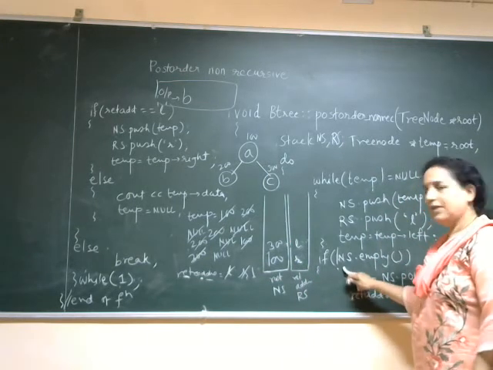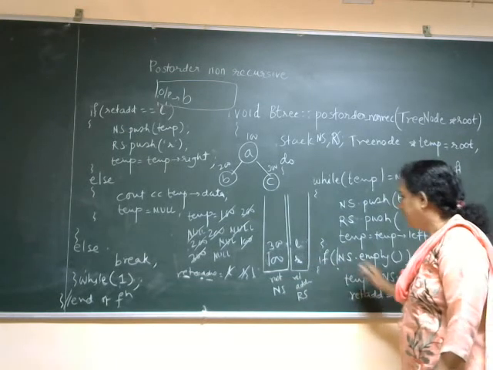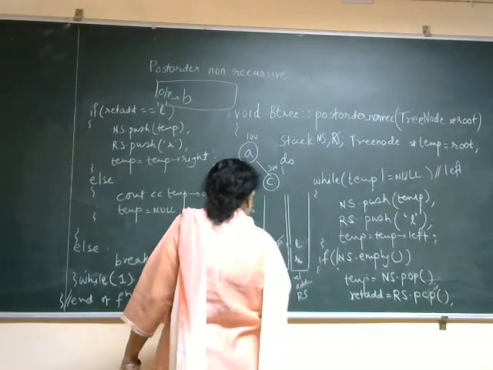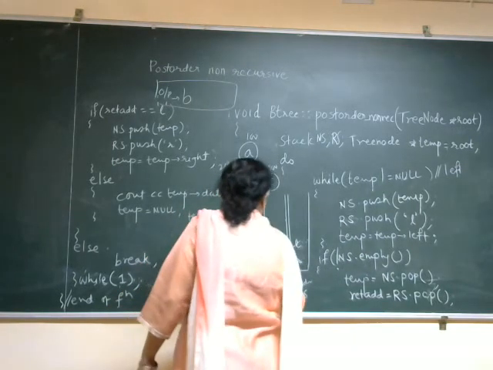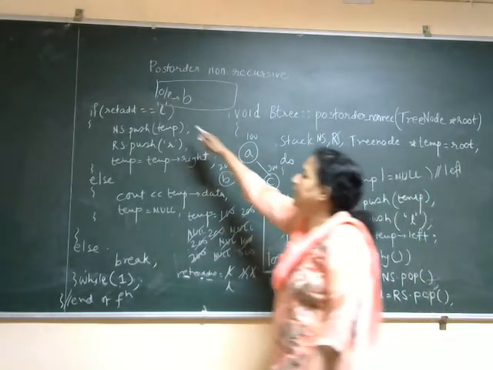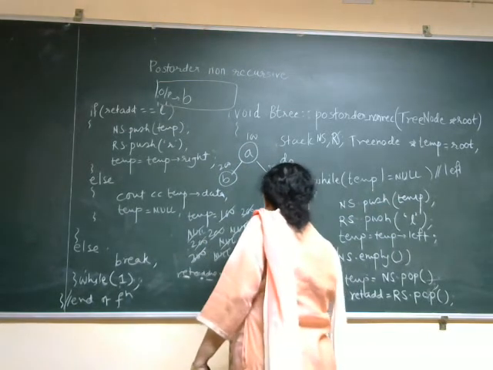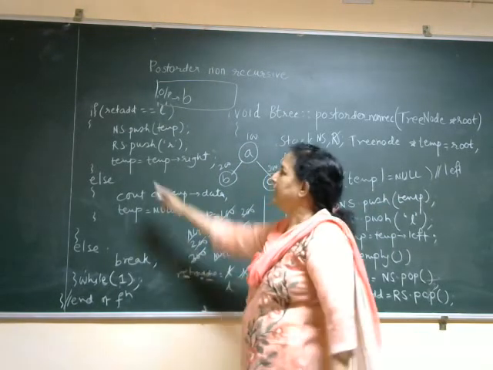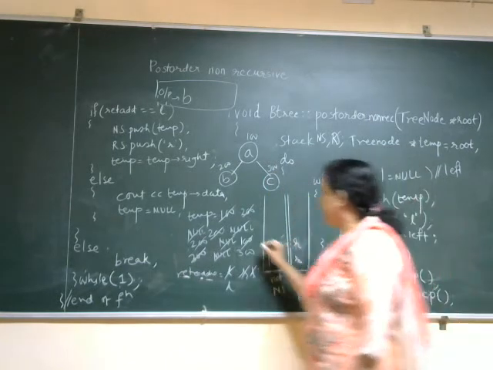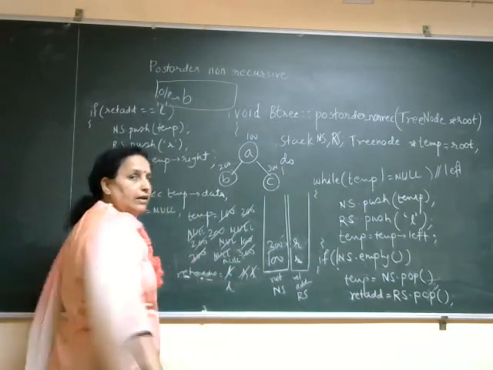If the stack is not empty, and the stack is not empty, so I'll pop this value. Which value will be popped? 300, and the return address is L. So I'll pop this value. Now the return address is L, so what I'll do? I'll push 300 again with R. Temp will be the right pointer, 300's right. Now what is 300's right? That is null again.